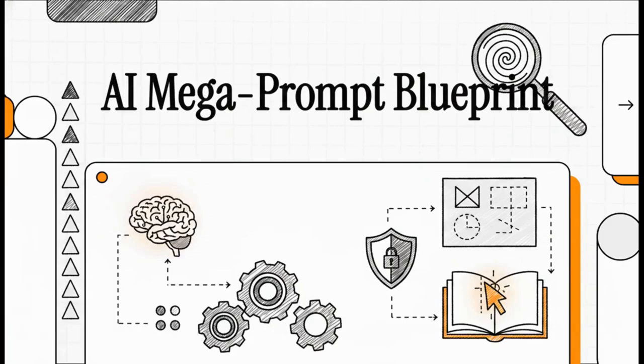Welcome to today's explainer. We're doing something a little bit different this time around. We are actually going to reverse engineer an absolute masterpiece, but not a painting or a piece of software. We're looking at the architecture of what we call a mega prompt. Because as AI continues to evolve at lightning speed, the real magic isn't just in the artificial intelligence itself, right? It's in exactly how we instruct it.